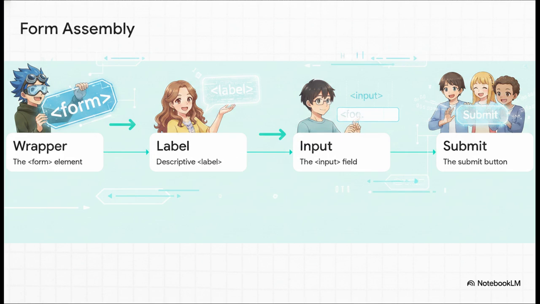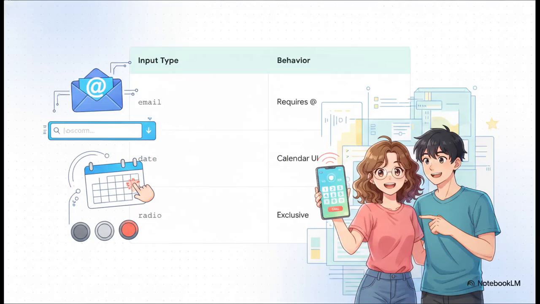First, you create the form wrapper to hold everything together. Step 2, you provide a label so the user actually knows what you're asking for. Step 3 is the input field itself where they type. And finally, step 4, you add a button to submit the data. It's just incredibly logical. Now, the true power of the input element comes from its type attribute.